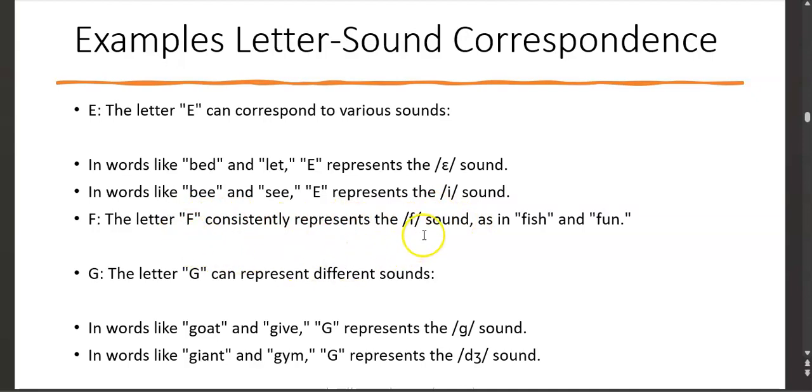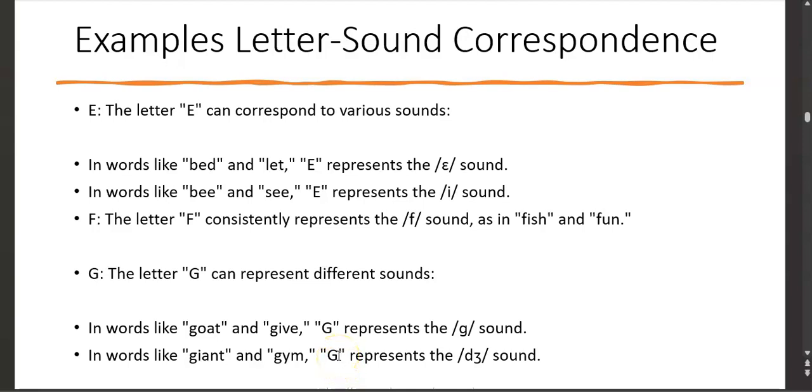Letter G, sound G. So G can represent different sounds. For example, we have the words goat and give. Here the sound is the hard G. But in words like giant, gin, the sound is the soft G. So we have the hard G sound and the soft G sound. You get the difference? You can even sing it along with me. Letter G, sound G, sound G.